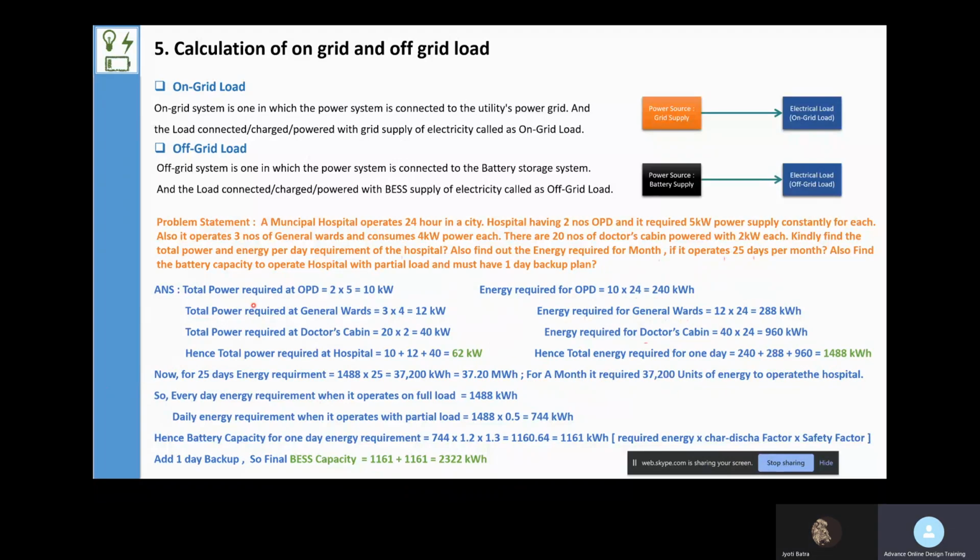Now, third question. Also find the battery capacity to operate the hospital with the partial load and must have one day backup plan.